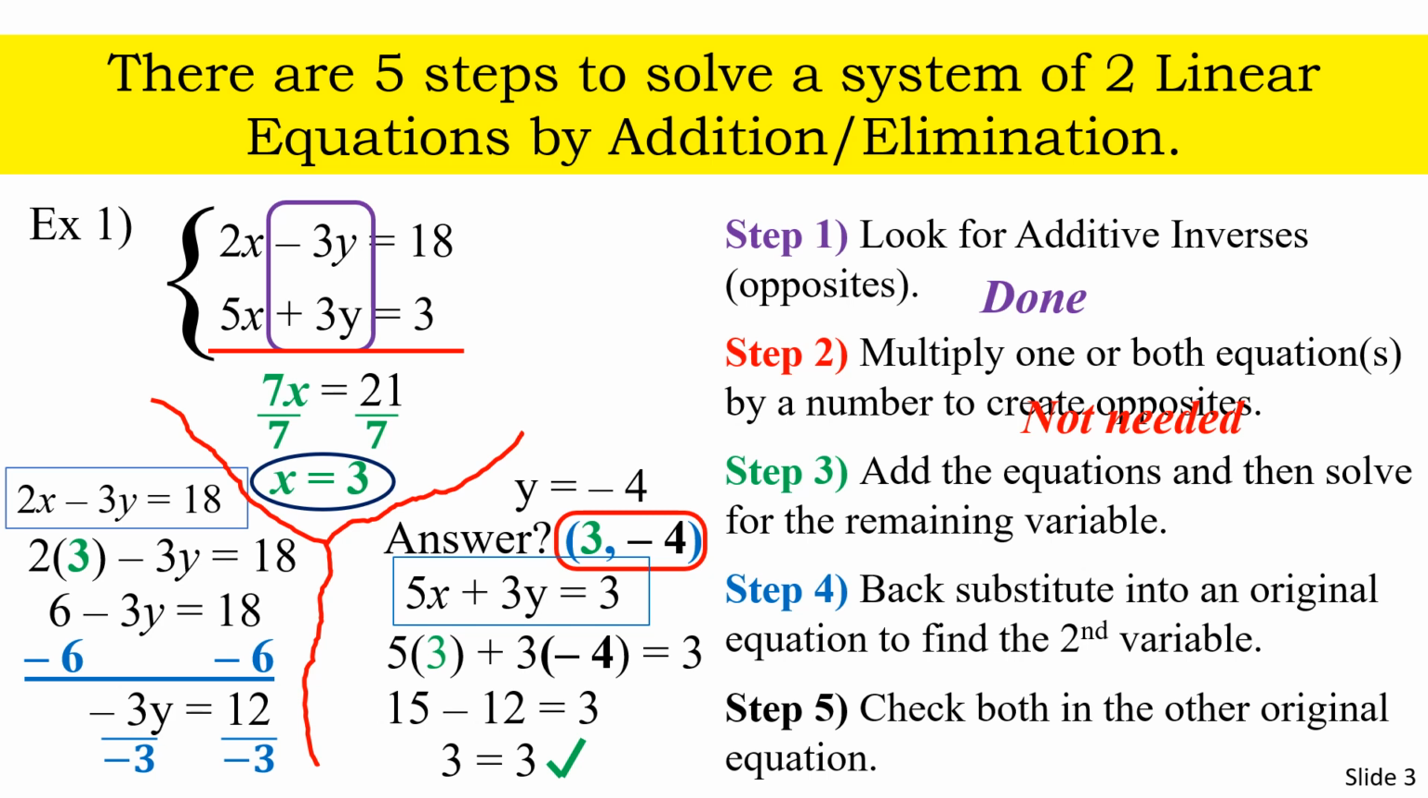If you remember from the substitution method, the only things that really changed are steps 1, 2, and 3. Steps 4 and 5 are the same. It's how we get our first variable. That's the only difference between the two methods, is how we get our first variable. It's called the addition method because we're adding the two equations together. It's also called the elimination method because in this case, we're eliminating the y.